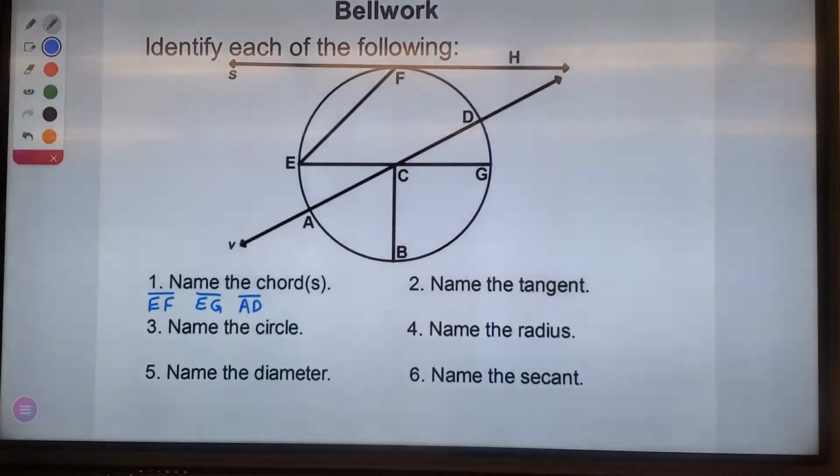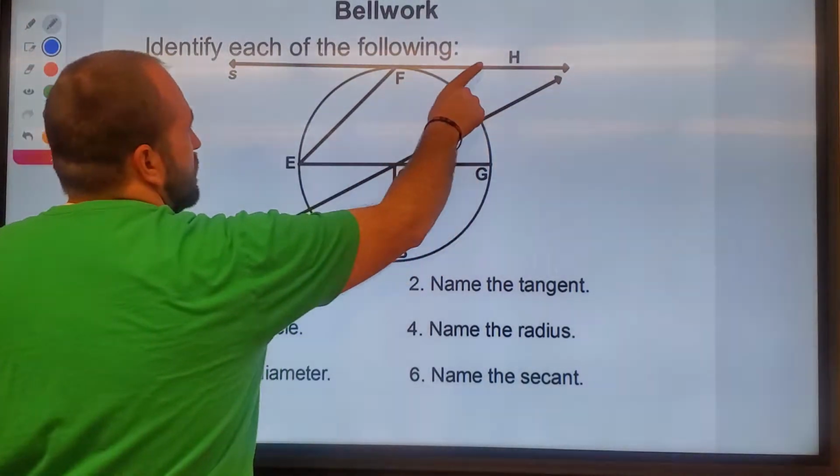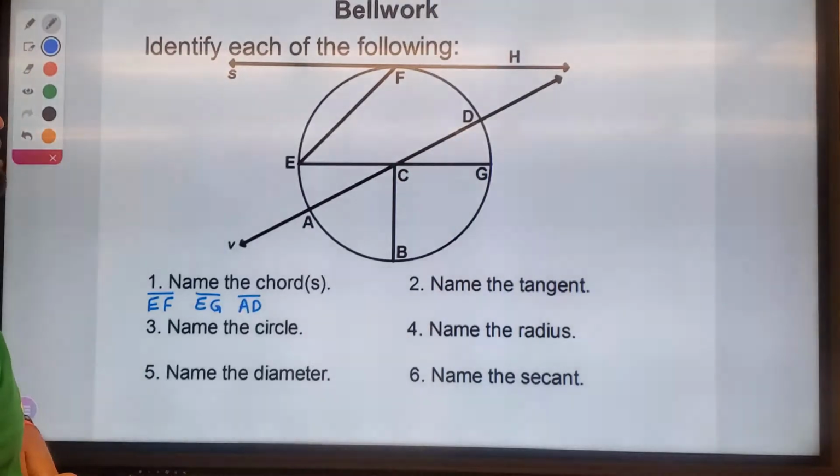Okay, number 2, name the tangent. If we look at the visual here, we only have one line that goes and touches the circle and then goes away. It does not go through the circle. Okay, again, a tangent is one that touches and goes. So here I have options here. Okay, I'm going to give 2 of the options because again I can flip the first one.